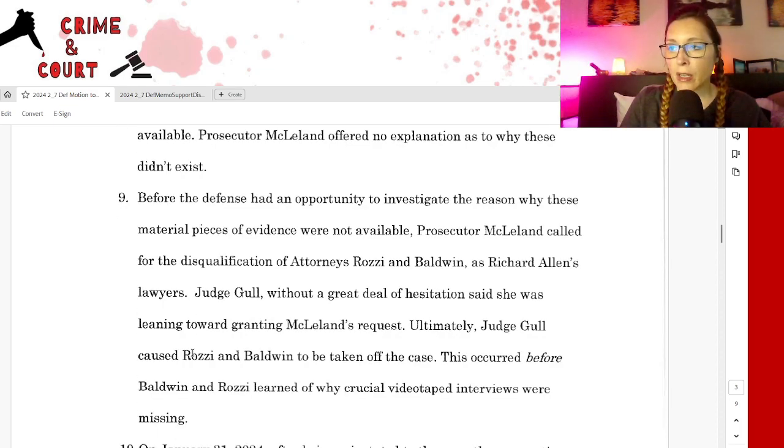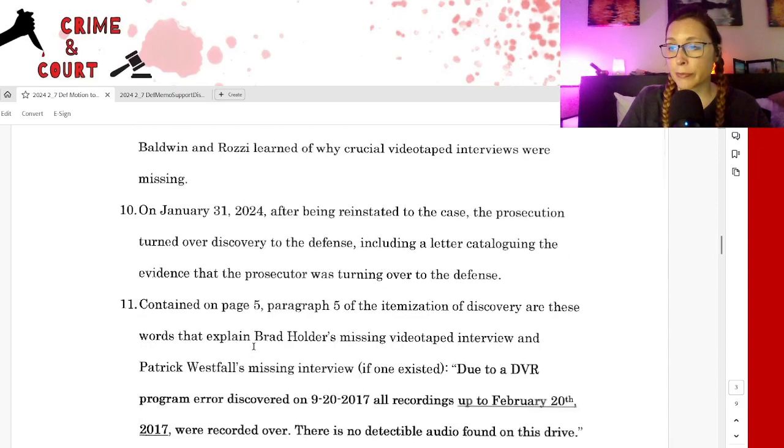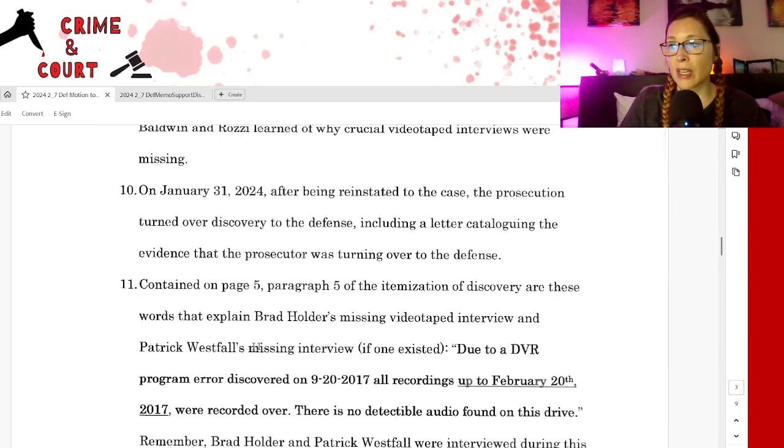of those interviews. So before the defense had an opportunity to investigate the reason why these material pieces of evidence were not available, Prosecutor McClelland called for the disqualification of attorneys Rosie and Baldwin as Richard Allen's lawyers. Judge Gull, without a great deal of hesitation, said she was leaning towards granting McClelland's request. Ultimately, Judge Gull caused Rosie and Baldwin to be taken off the case. This occurred before Baldwin and Rosie learned of why crucial videotaped interviews were missing. So they were kicked off the case before they ever even found out that this information was gone.